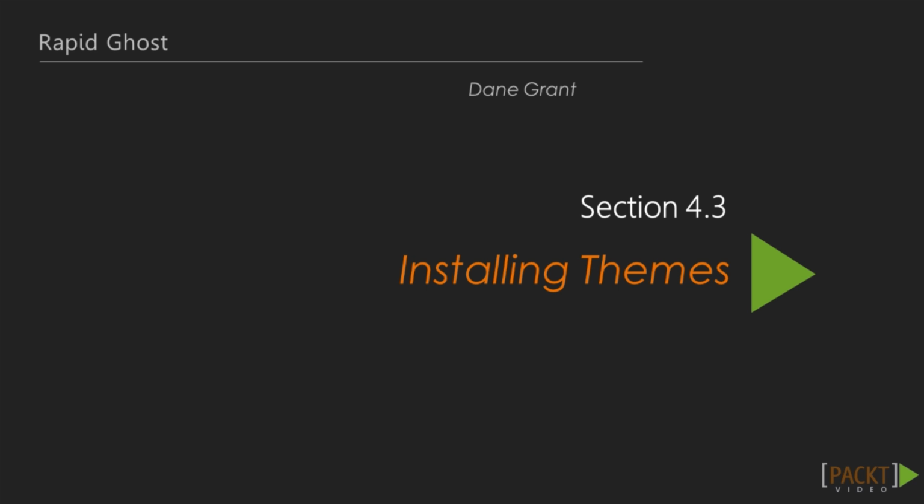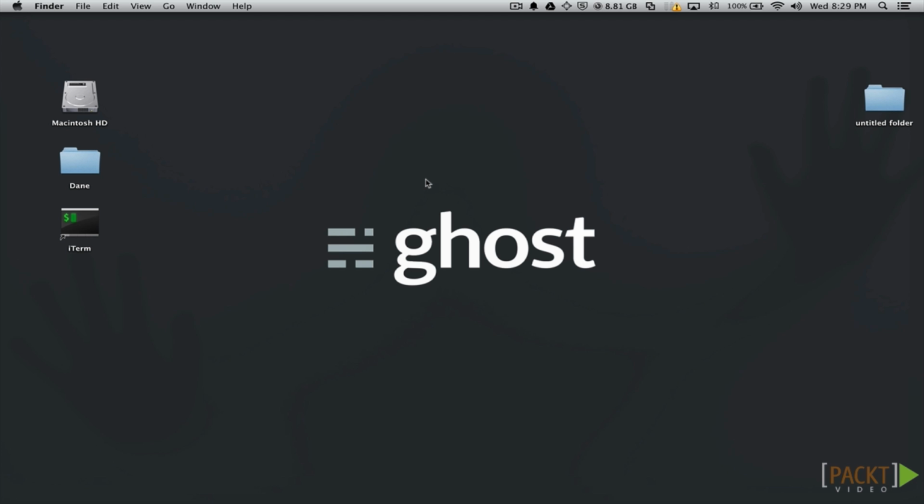Welcome back to Rapid Ghost. In this third video of section 4, we are going to learn how to install themes. By the end of this video, we will have the theme that we picked out for our blog installed and looking great. Now that we've found a great theme to use on our blog, how do we use it?